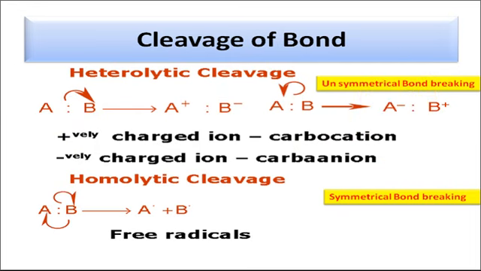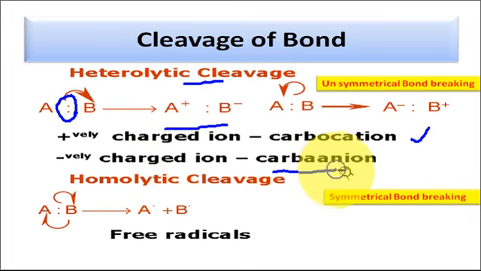So in this type of cleavage, the electrons of the bond go to either atom, either with the A atom or with the B atom. So this results in the formation of a cation and an anion. The positively charged ion is called the carbocation, while the negatively charged organic ion is called the carbanion. So always remember, the heterolytic cleavage of an organic compound results in the formation of carbocations or carbanions.